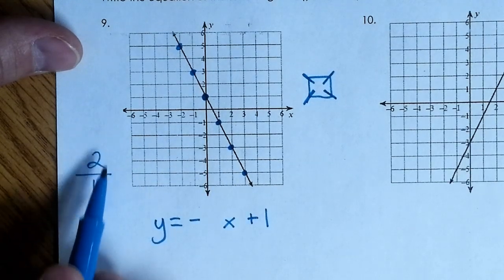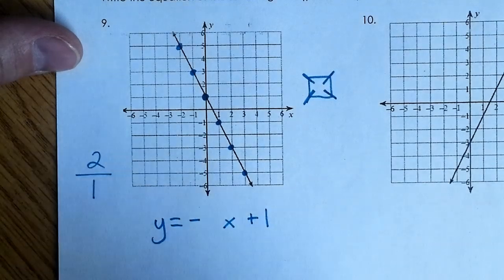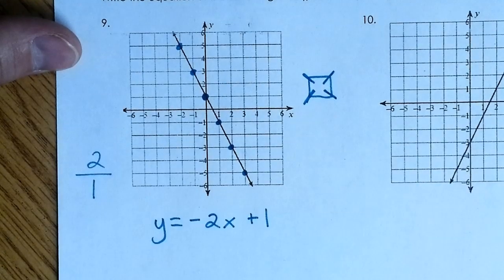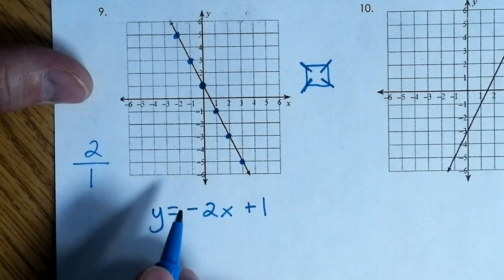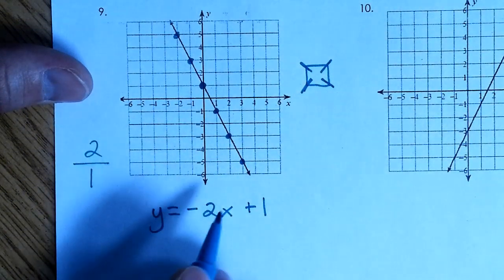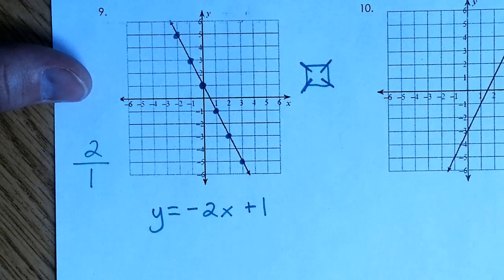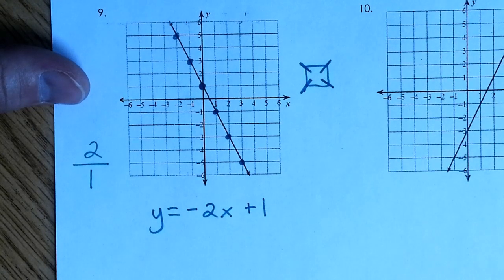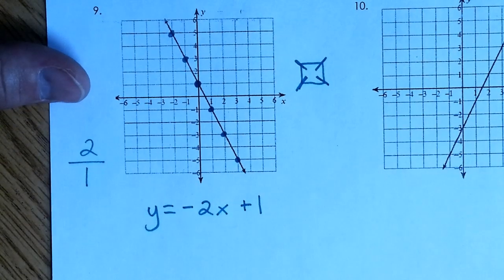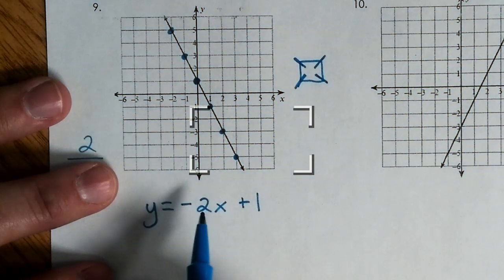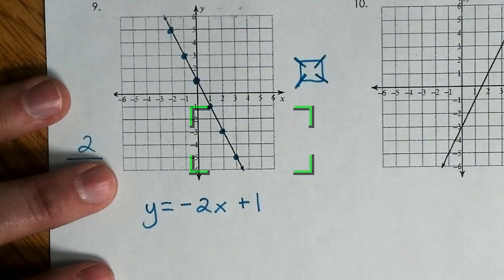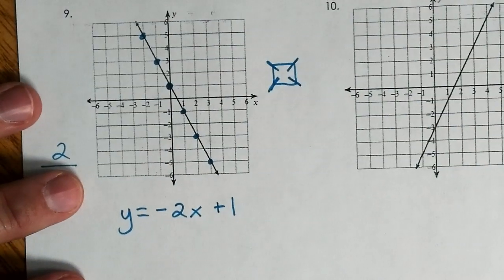So what does 2 over 1 equal? Just 2. So this would essentially be our equation: y equals negative 2x plus 1. If I would have put 2 over 1, I would have counted that as full credit. If it came down to multiple choice answers, you would probably see negative 2x, so you'd just simplify it. It becomes negative 2. So good work.